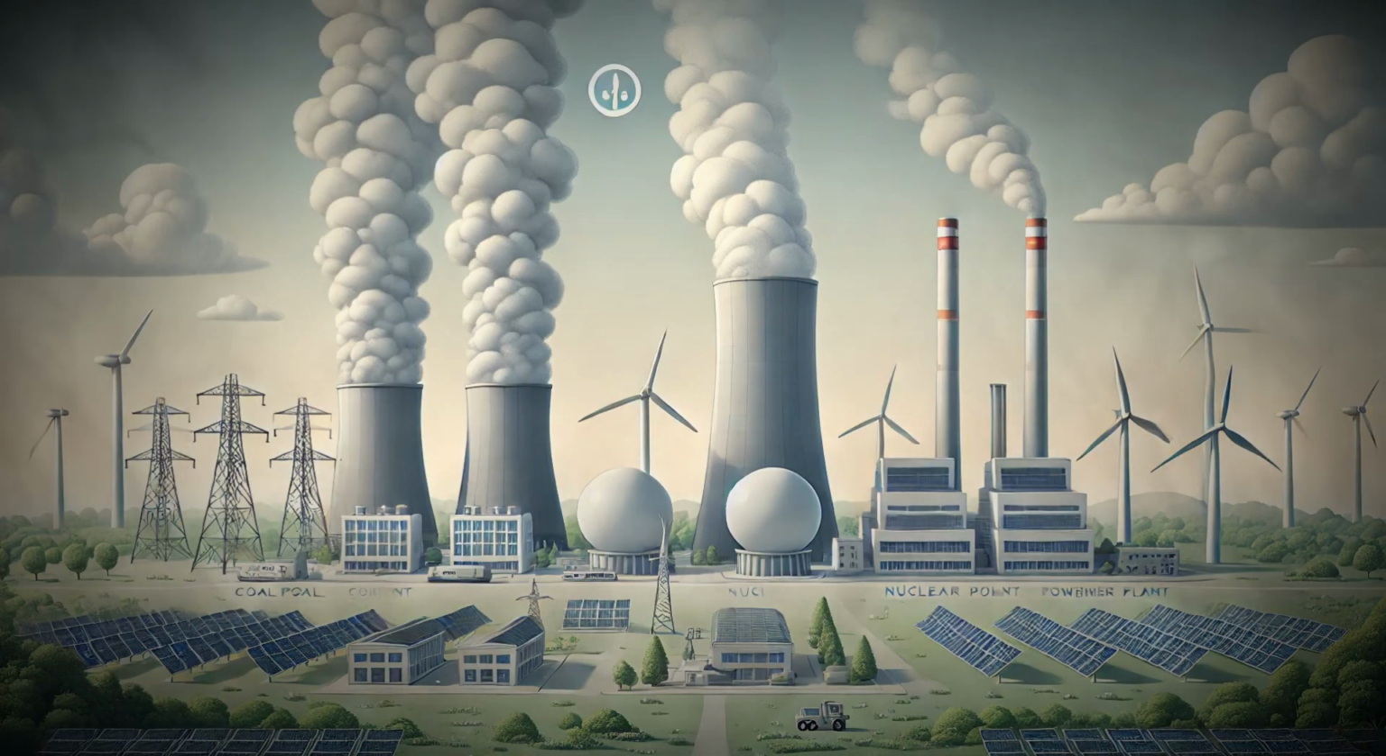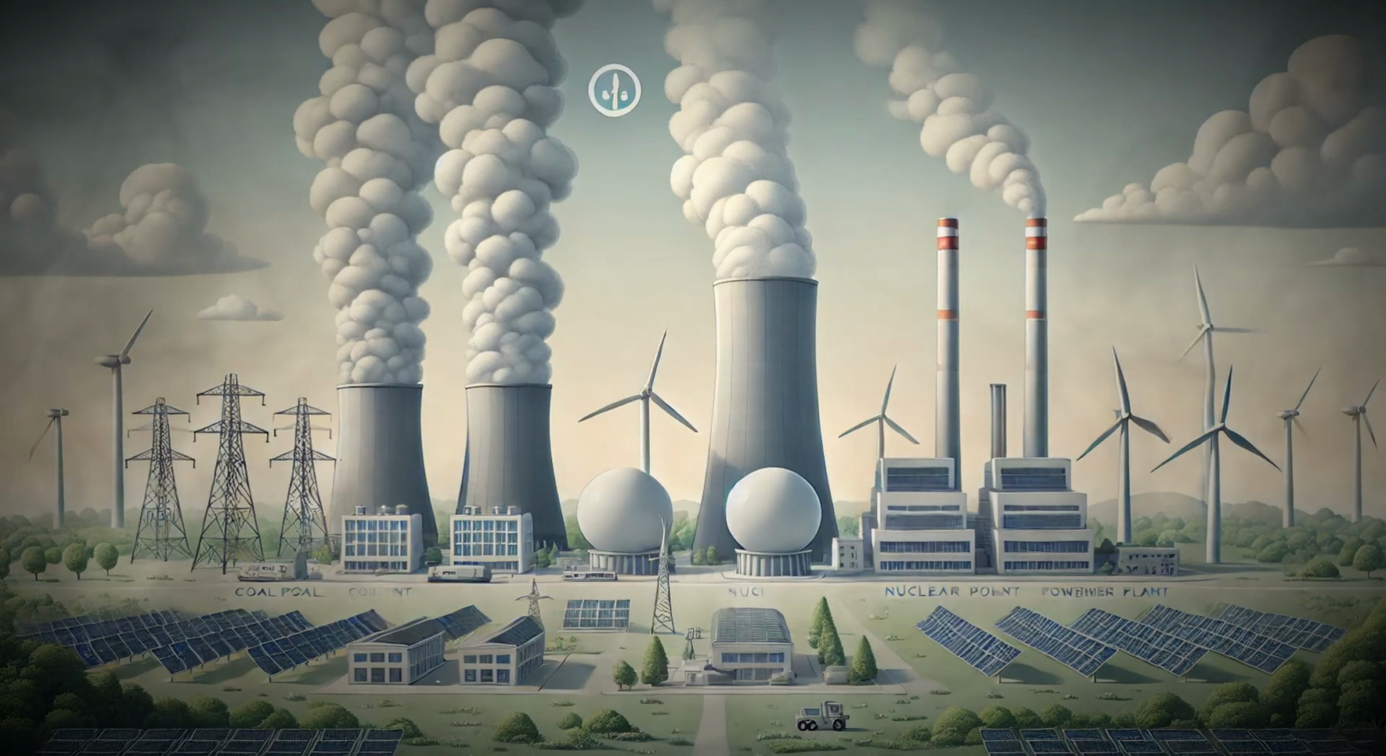Natural gas plants emit less carbon dioxide than coal, but still contribute to greenhouse gases and can release methane, a potent greenhouse gas, during extraction and transport. Hydroelectric power produces no emissions during operation, but can disrupt ecosystems and displace communities. Wind and solar have very low environmental impacts during operation, but require land, materials, and energy for construction.